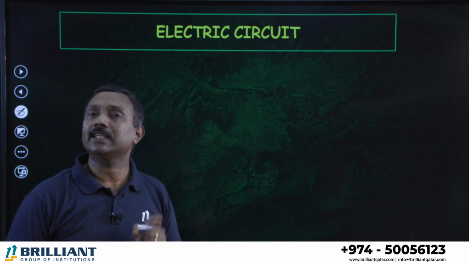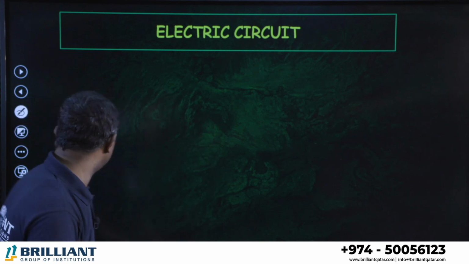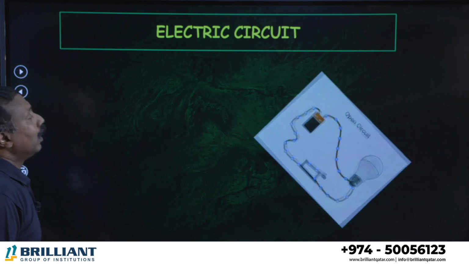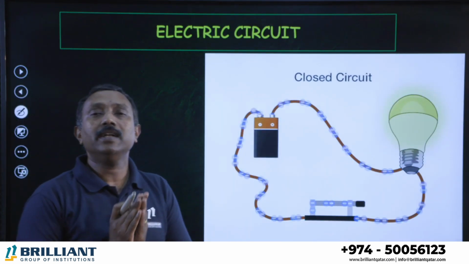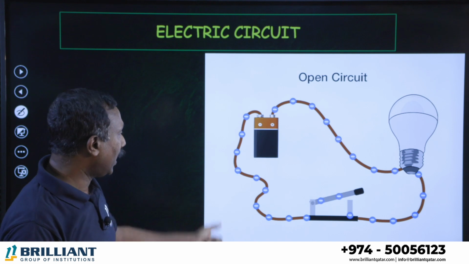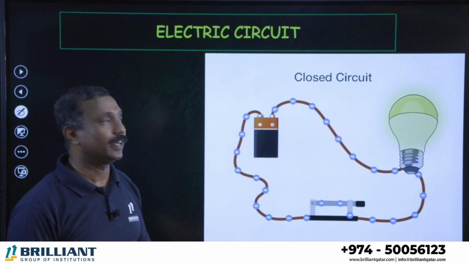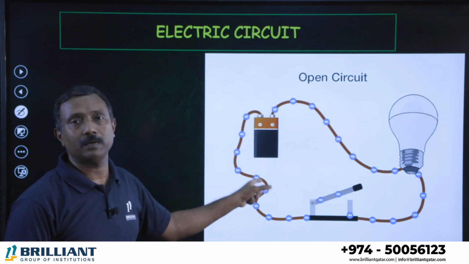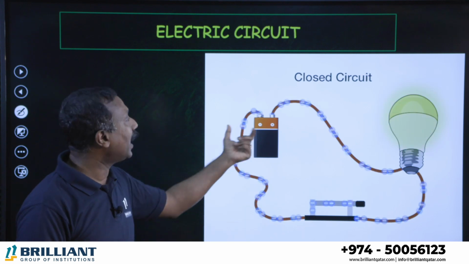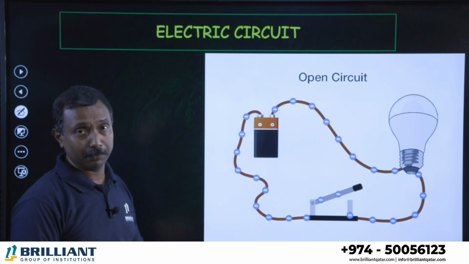This electric circuit is of two types. They are closed circuit and open circuit. So I just shared a picture here, and you will get an idea of what actually a closed circuit and an open circuit are from this diagram, right?